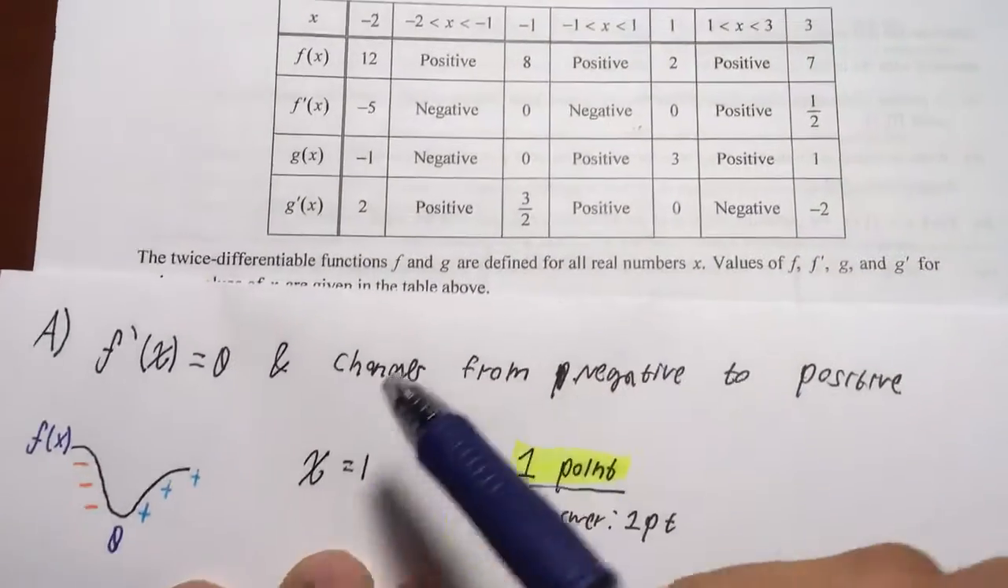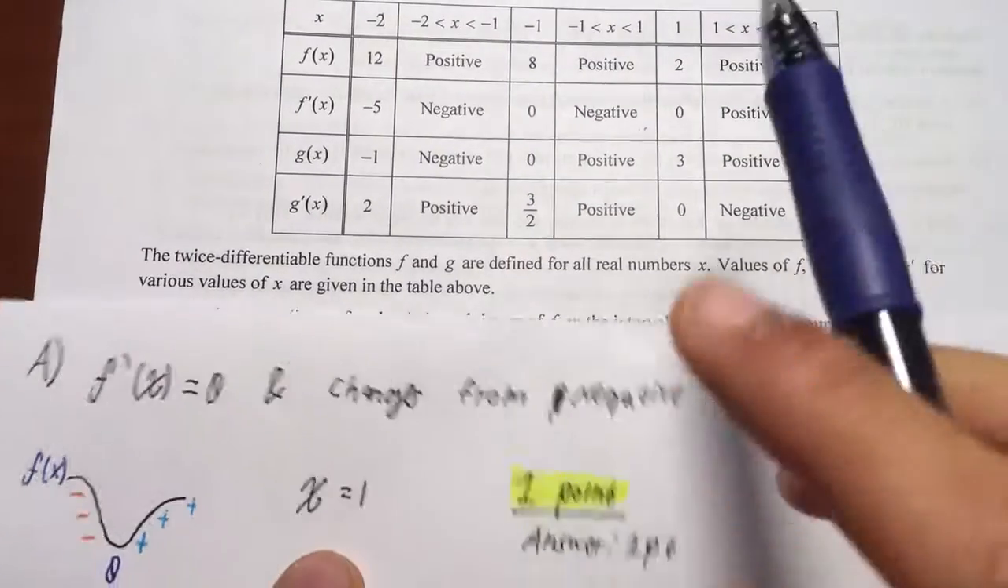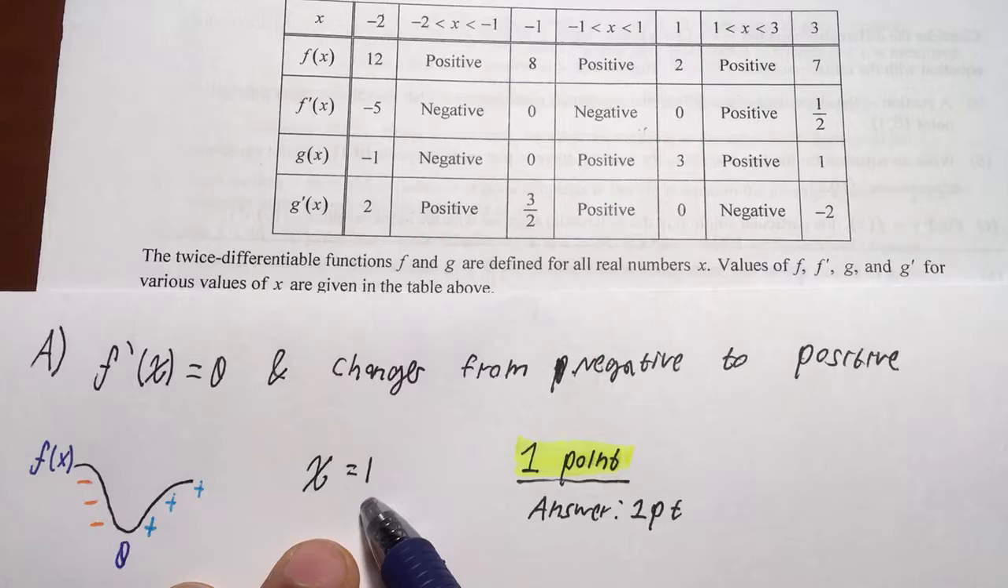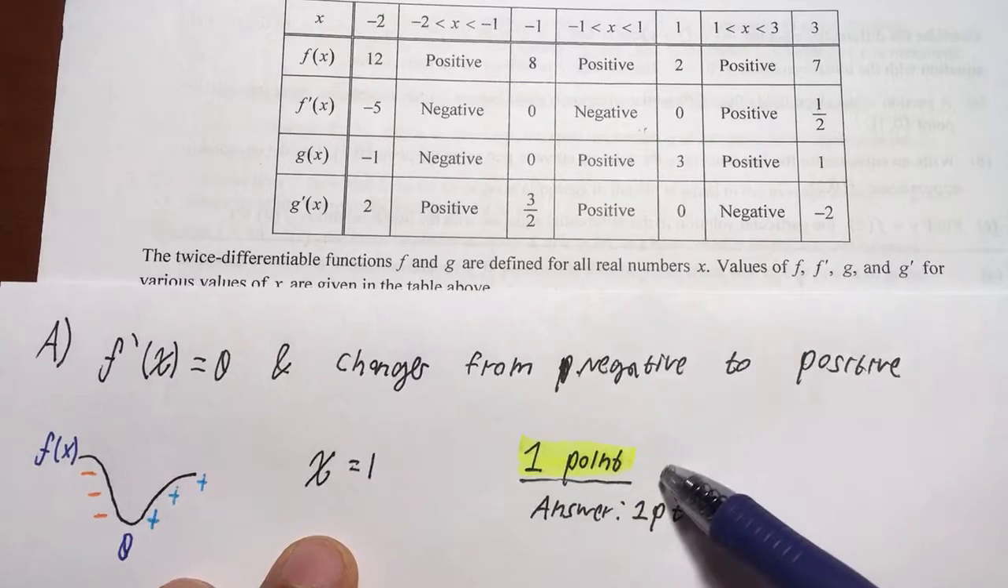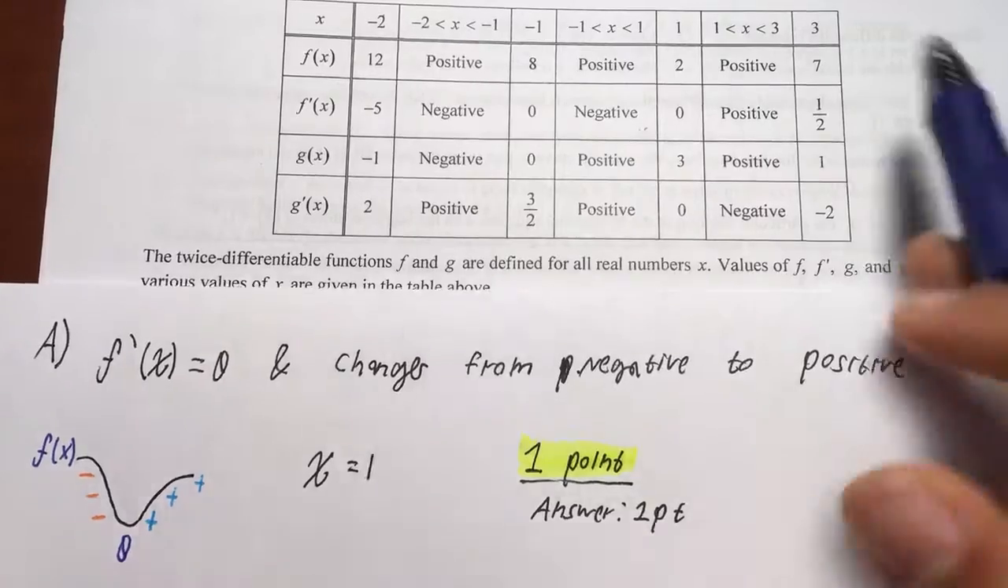And that only happens once, so my only minimum value, or minimum point, x-coordinate I should say, is at x equals 1. This question is only worth 1 point, and that's straight for the answer.